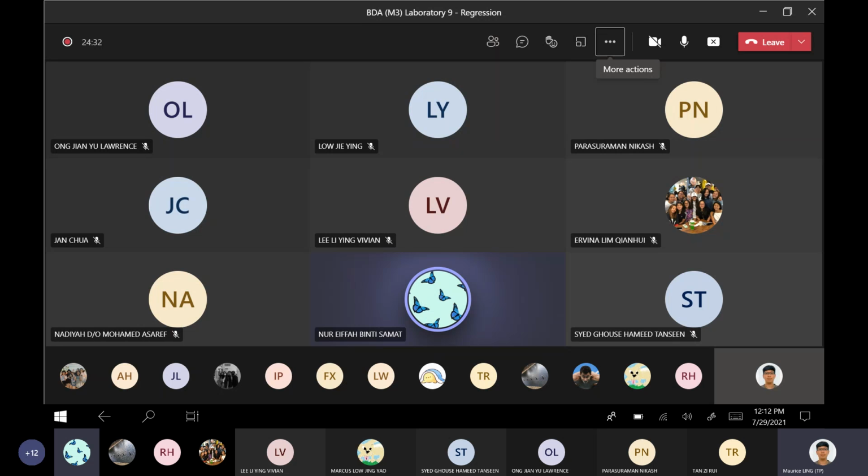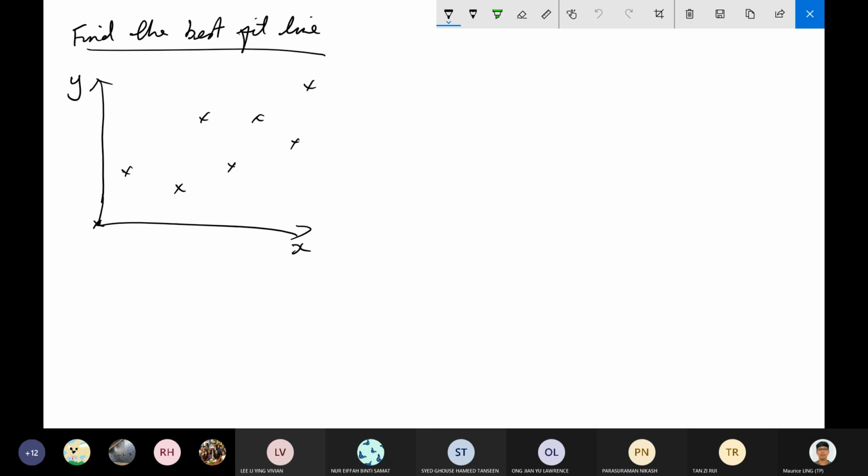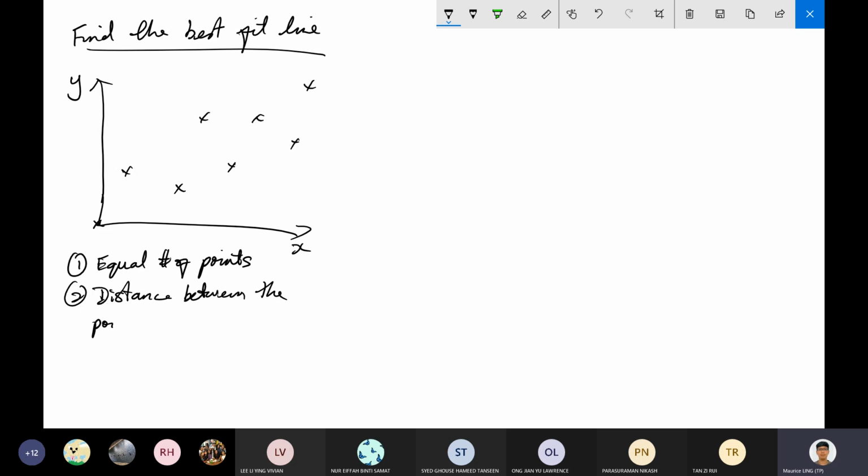I just make sure there's an equal number of points in between both lines. Okay. Is it just equal number of points? Yeah, equal number of points, the first one. The distance is also similar. Right. So the distance between the points and the line. Okay. So essentially, what you have said is actually the correct thing.